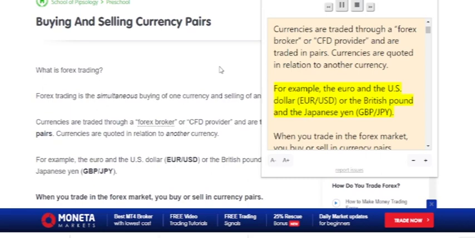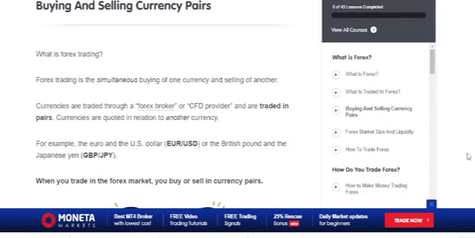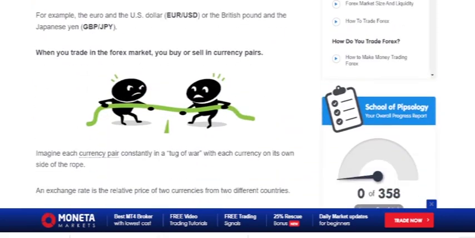For example, the euro and the US dollar, EUR/USD, or the British pound and the Japanese yen, GBP/JPY. When you trade in the Forex market, you buy or sell in currency pairs. Imagine each currency pair constantly in a tug of war, with each currency on its own side of the rope.